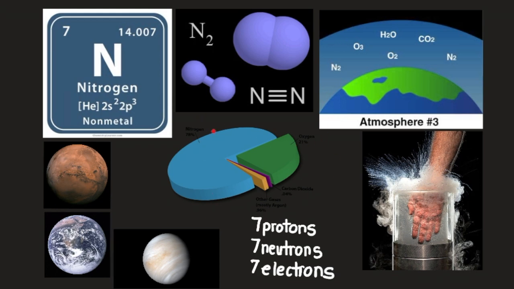It forms a very strong triple bond here. It's abundant in our atmosphere, about 78%. Specifically here on this pie chart, we can see how much it is relative to oxygen, carbon dioxide, and other gases, which is mostly argon, 0.96%.